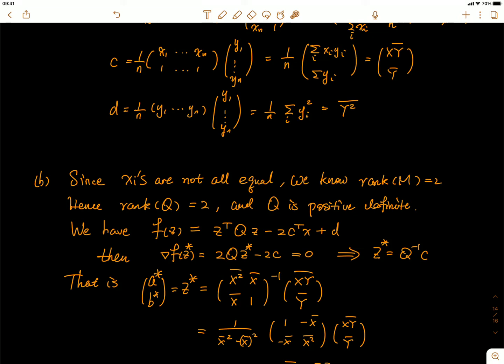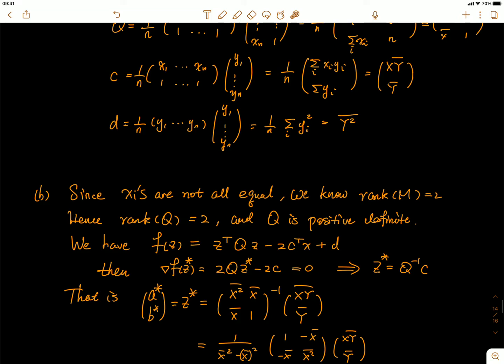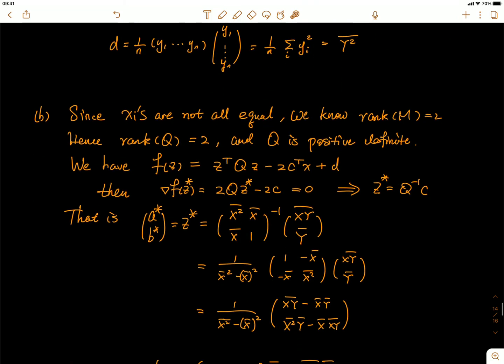So that's z star, which is the a star b star vector, should satisfy this, and also for the z, which is this Q inverse times z. So the a star b star, which is the z star, is Q inverse times c, and the Q and c are something already calculated in the first part. Okay, just put them back here, and then you compute them. You have the inverse of that. So the inverse of a 2 by 2 matrix is something you always should be familiar with.